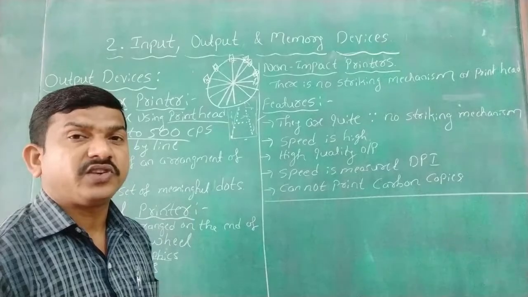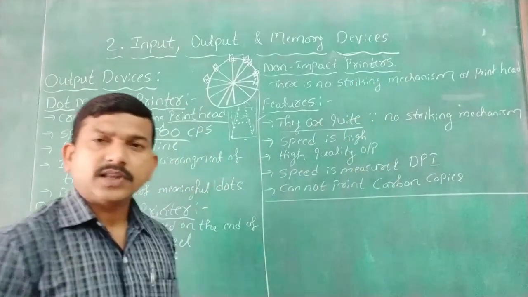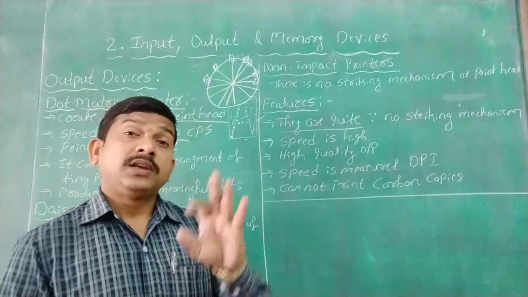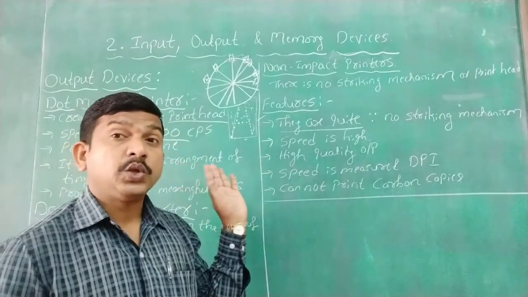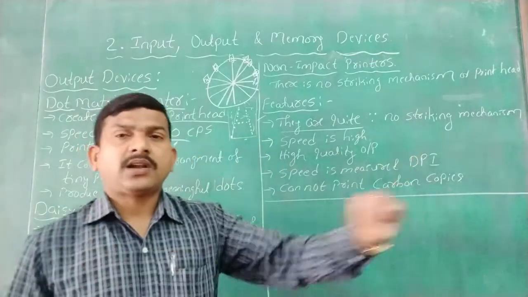What are those features? The first one, they are quiet. They are quiet means they are very silent. In impact printer, I told those are very noisy because there is a striking mechanism.